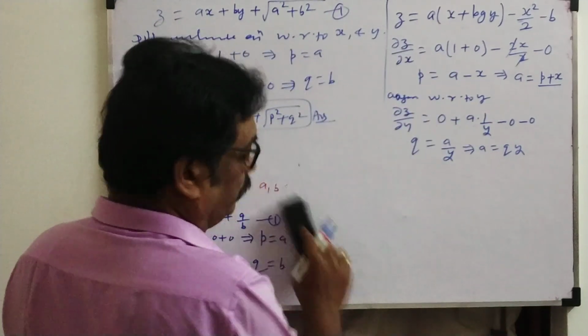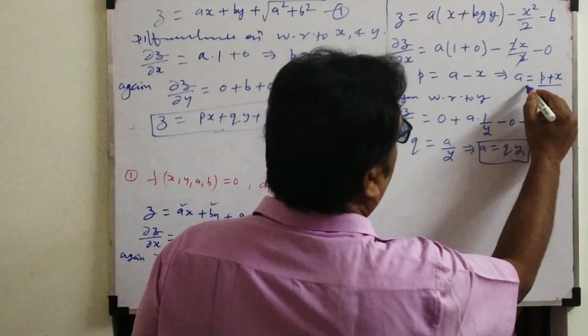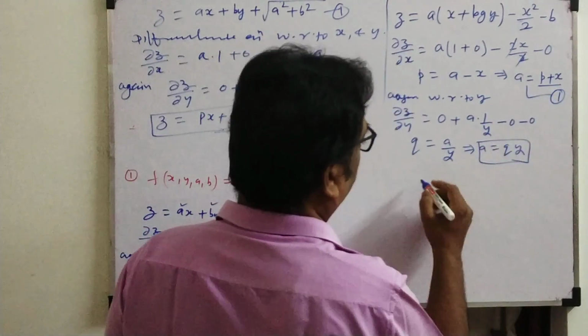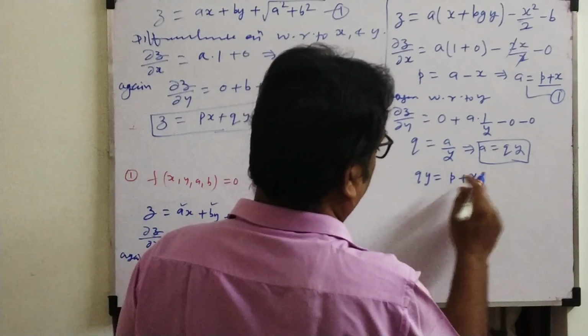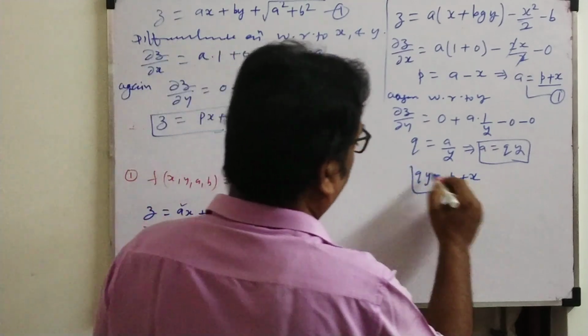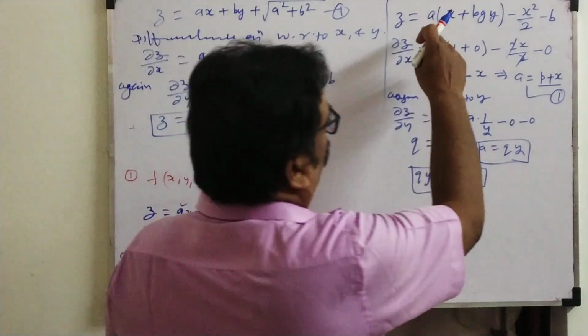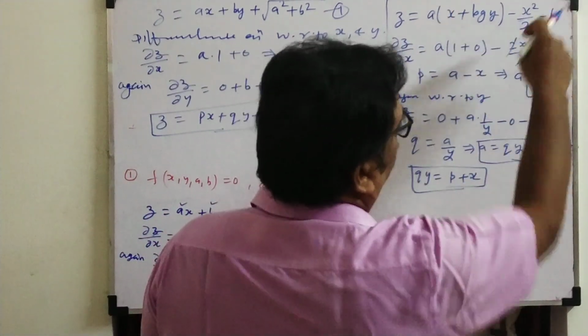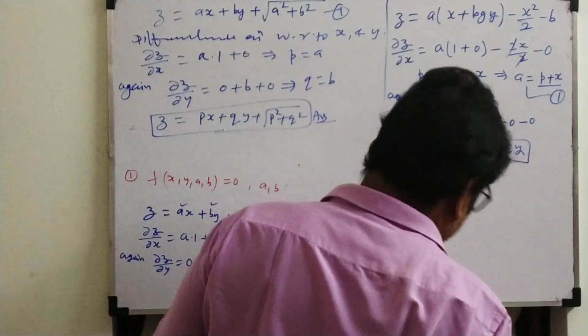Now look here. A is equal to qy. Substitute this value in equation 1. So qy equal to p plus x. Is there any arbitrary constant? No. This is the answer. So what are we seeing? The way you can remove a and b, that is called eliminating arbitrary constants. So we removed them. Okay. We'll take another question now.